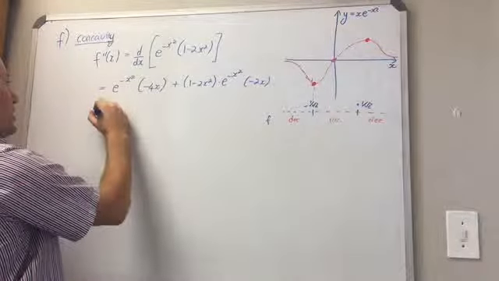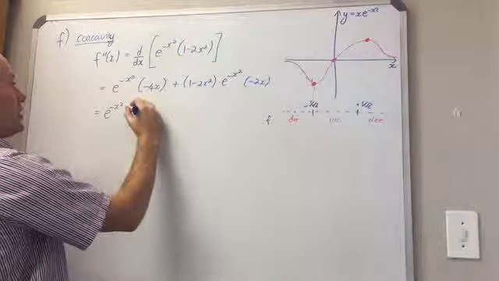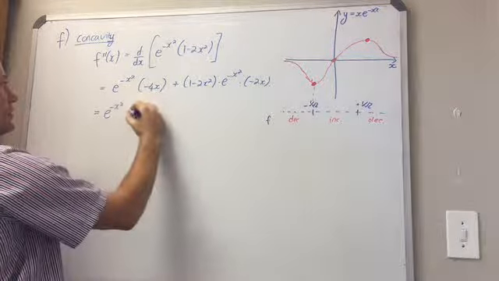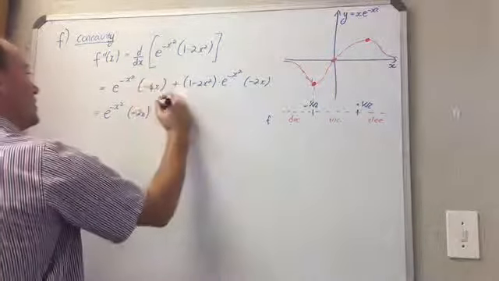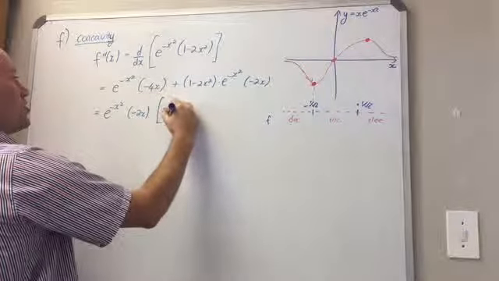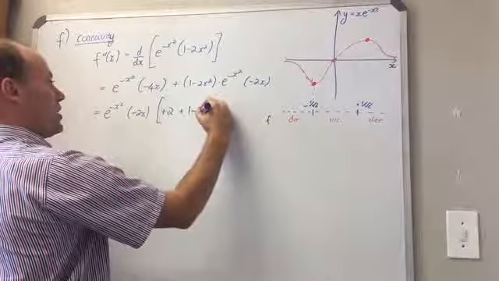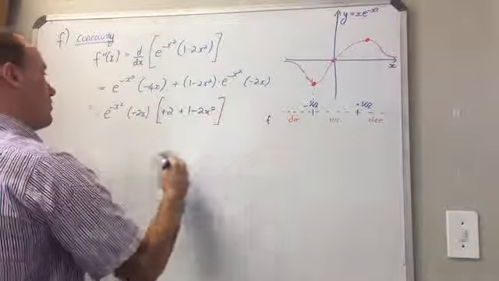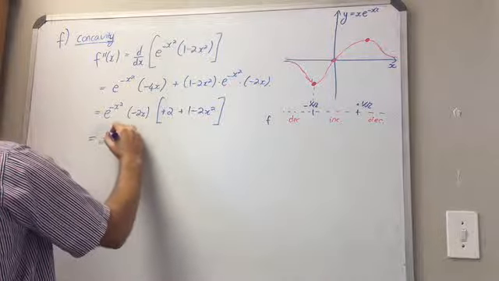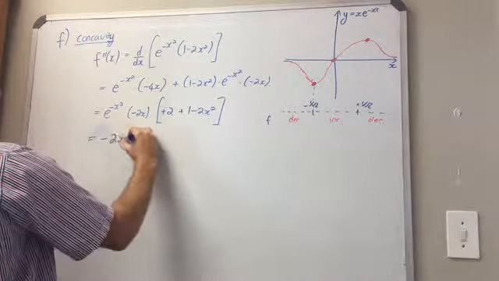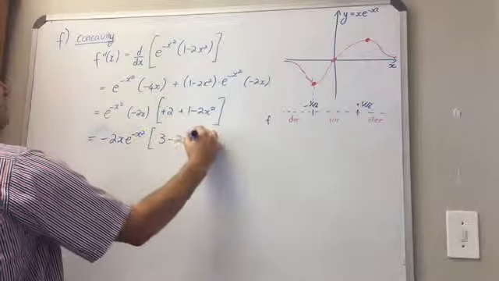I group everything together, so I've got an e to the minus x squared. I've got a minus 2x, which I can take out as a common factor. And then what do I have left? I've got a plus 2 from this term. And from this term, I've got a plus 1 minus 2x squared. So in total, I've got minus 2x e to the minus x squared times 3 minus 2x squared.